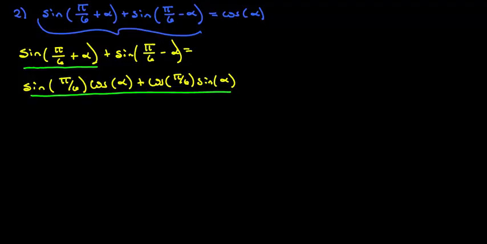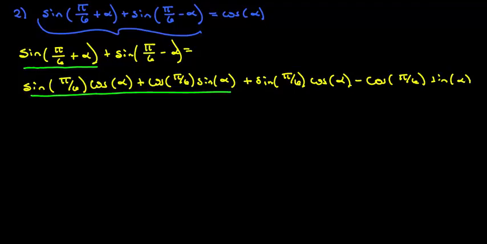Now let's do the next part. So it's plus the sine of pi over 6 times the cosine of alpha minus the cosine pi over 6 times the sine of alpha, like that. So there's an ugly mess there as well. Okay, and so this guy is this whole long mess.